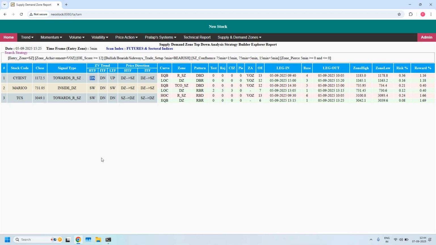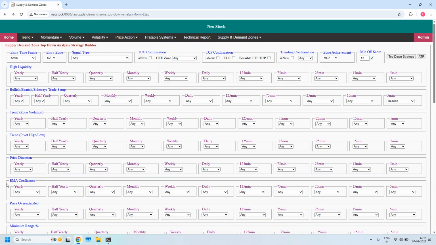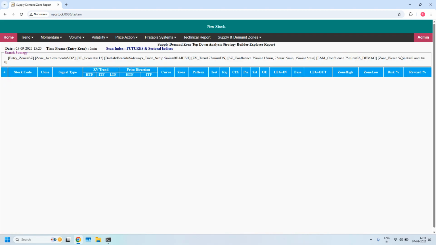Let's verify if this supply zone is having daily EMA confluence. That is 75 minute supply zone with daily EMA. At the same time, trend on the 75 minutes should not be sideways. It should be downtrend because it is a bearish trade setup. So we don't have any stocks on this filter. So this is the bearish trade setup for hourly income trade. We have completed all the income trade reports.